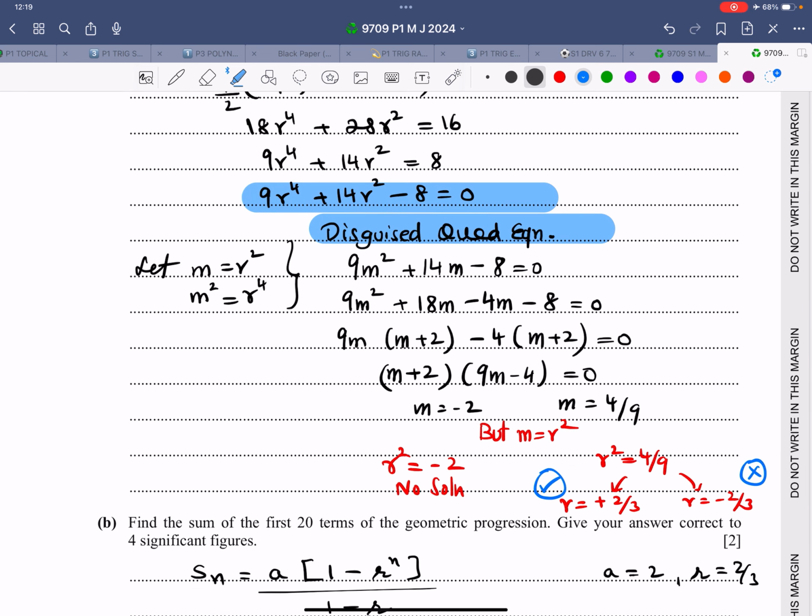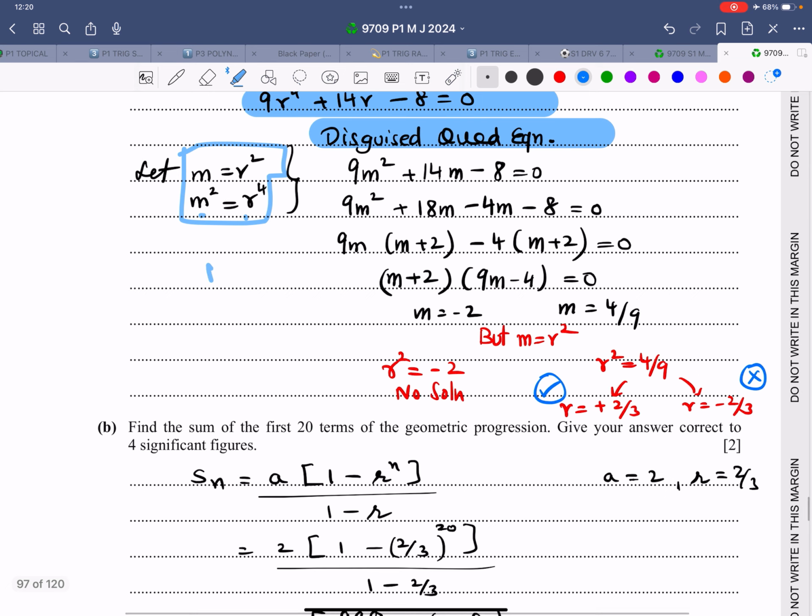You say let M equal R square. Therefore, M square is R power 4. You do the middle term factorization. Middle term factorization is part of mathematical life. You get two values: M is negative 2, M is 4 over 9.